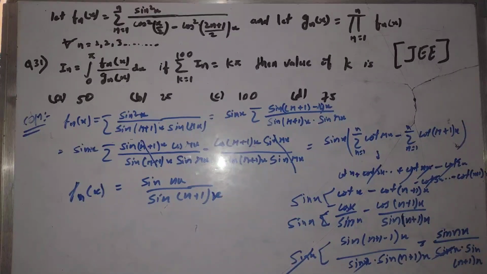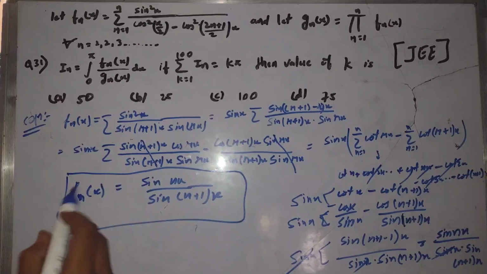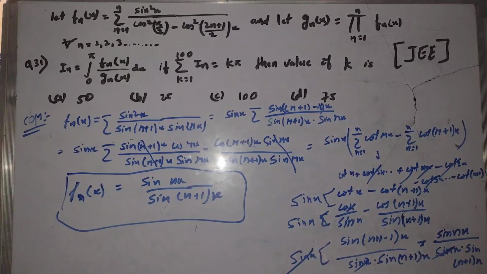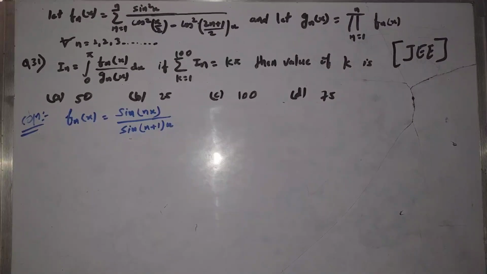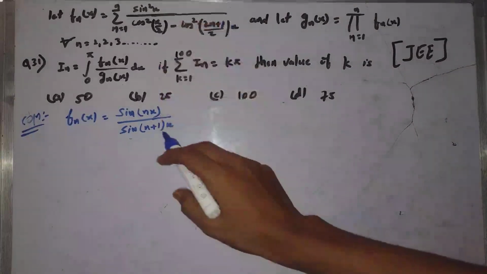I'll request you to memorize this, because it is taking all the space and we have to even find g_n(x) and then solve it. So I'm going to rub the board and use this directly to solve it. Now we have simplified fn(x) as this.